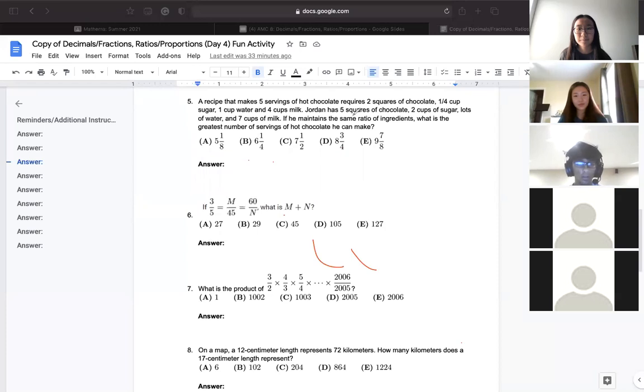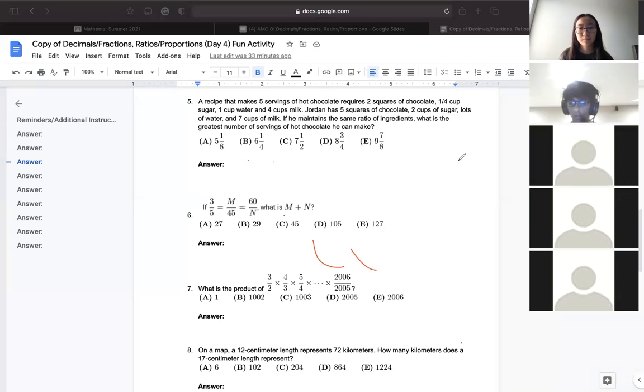A recipe that makes 5 servings of hot chocolate requires 2 squares of chocolate, 1/4 cup of sugar, 1 cup of water, and 4 cups of milk. Jordan has 5 squares of chocolate, 2 cups of sugar, lots of water, and 7 cups of milk. If he maintains the same ratio of ingredients, what is the greatest number of servings of hot chocolate he can make? So, how do you guys think we should start this question?